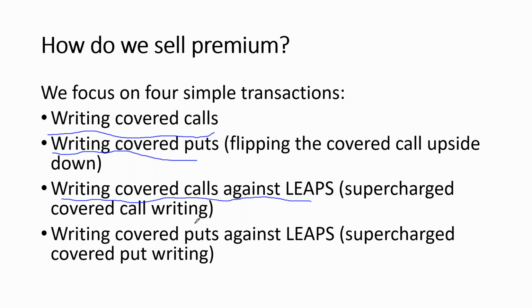Somebody yesterday told me that it's the poor man's covered call writing. I don't like that term because it sure doesn't make me poor. Writing covered calls against leaps. By the way, again, if you're an academic, you might know this one as the bull call diagonal debit spread. And finally, writing covered puts against leaps. Supercharged covered put writing, again, this is the bear put diagonal debit spread if you're one of those nerdy cocktail party talkers who likes to bore everybody. No, I'm one of those people as well. So I like to know what the academic terms are as well.